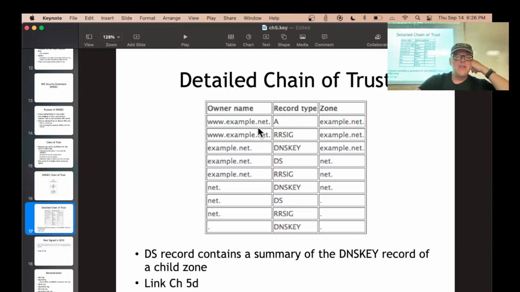And so here's the details, Chain of Trust. You have example.net here. It's got a resource record signature and then a key, and that goes up to this one, and this key, and up to here. That's just records.